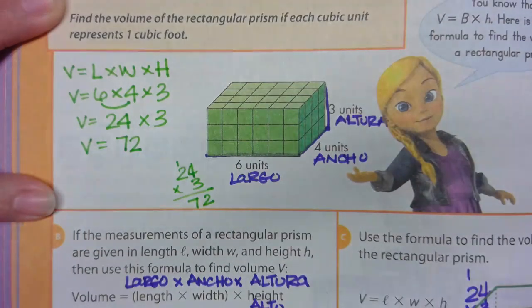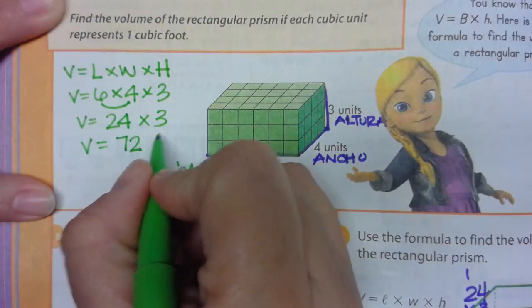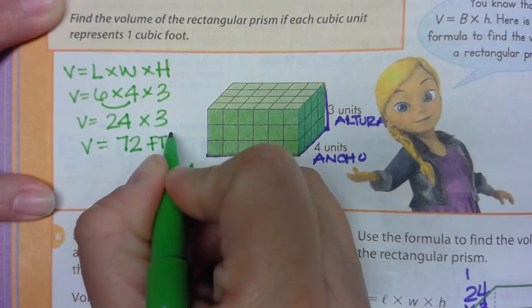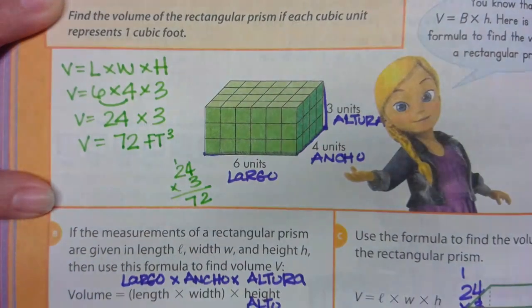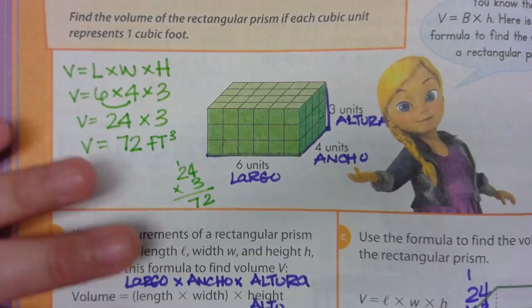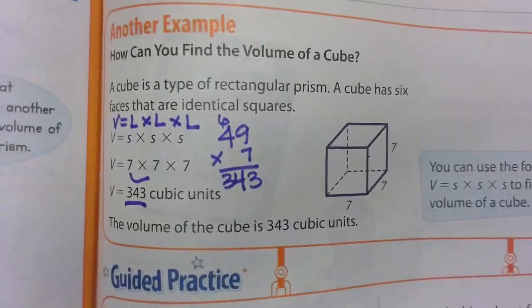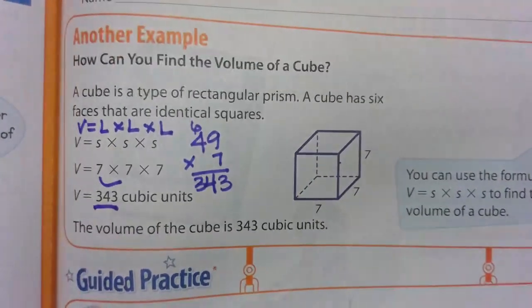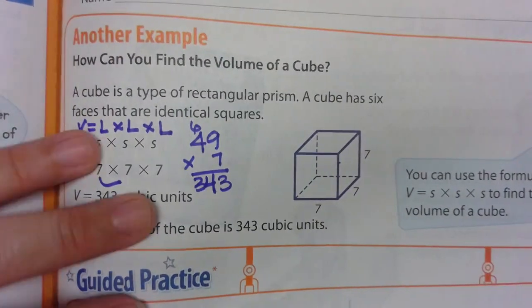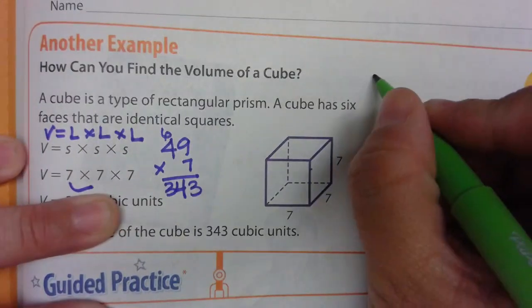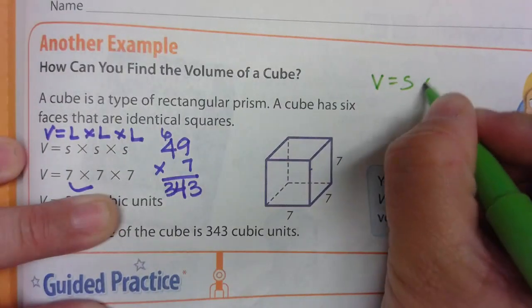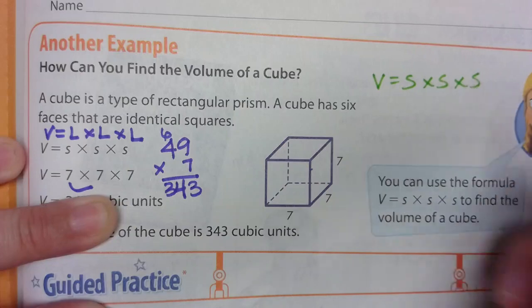Oh, this is feet. So 72 cubic feet. Okay, that's for a rectangular prism. And like we talked about earlier, there's a different formula for cubes. On your math chart, it says to follow volume equals side times side times side for the cubes.